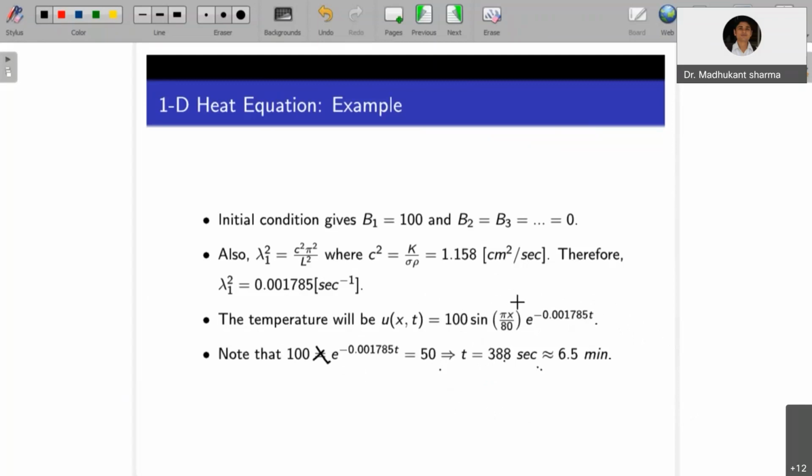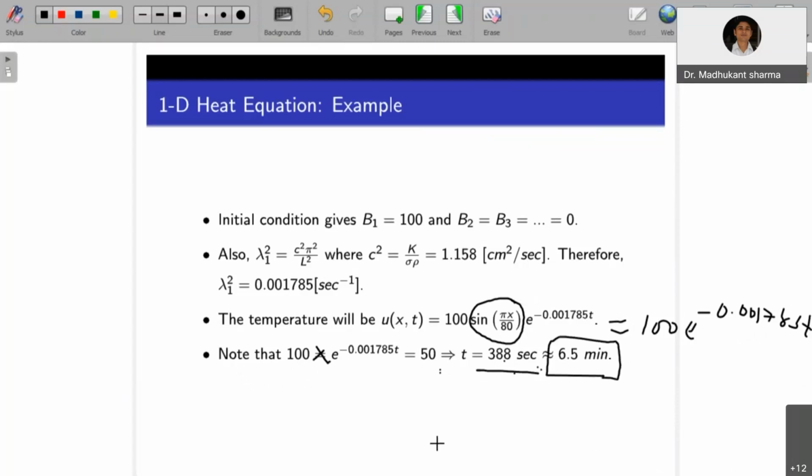Because the sine can take a maximum value of 1, you can replace it, approximately maximum is 100 times e to the power minus 0.001785 t. You can identify that 100 times this is equal to 50 implies t equals this, and 6.5 minutes it will take to reach 50 degrees Celsius. I will conclude here.